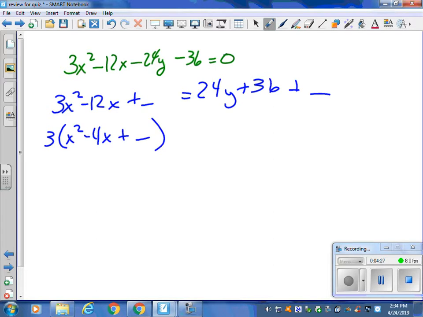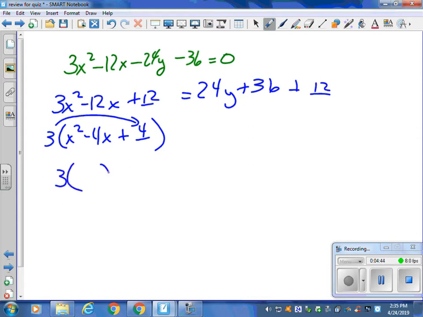Completing the square only works if that number is a 1. X squared has to have a 1 in front of it. So if x squared has a 1 in front of it, then I can take 4 and divide it by 2 and square it, which is 4. And then I multiply these two back together, and that gives me the 12 to fill in the blank.